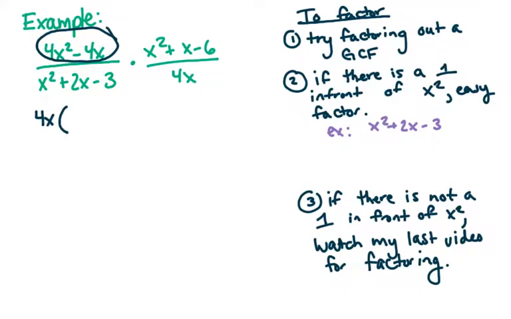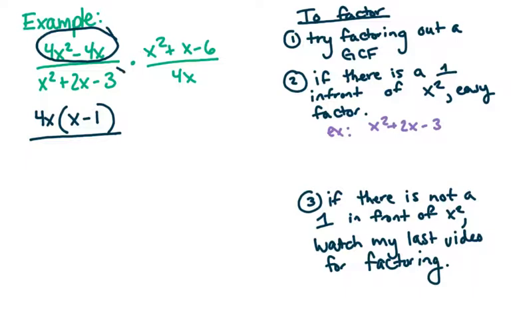And it's the opposite of distributing. So instead of multiplying that, I'm dividing each term by the 4x that I pulled out. And so 4 divided by 4 is 1. And then I pulled out an x, so I still have an x left. So 1x goes in my parentheses. And then negative 4x divided by 4x would be negative 1. And that's actually a factor, so I don't have to go further with the numerator.